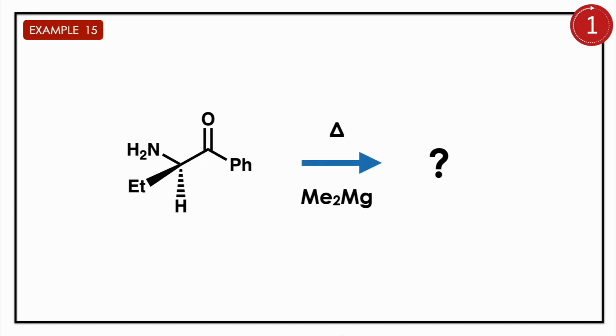Then the next example. Here you have carbonyl. It is the ketone. One side you have phenyl. Another side you have chiral carbon. Amine and ethyl and hydrogen are there. Hydrogen below the plane, ethyl above the plane, amine is on the plane. You are heating it up. Methyl mercury you are using. You should find what will be the final product.